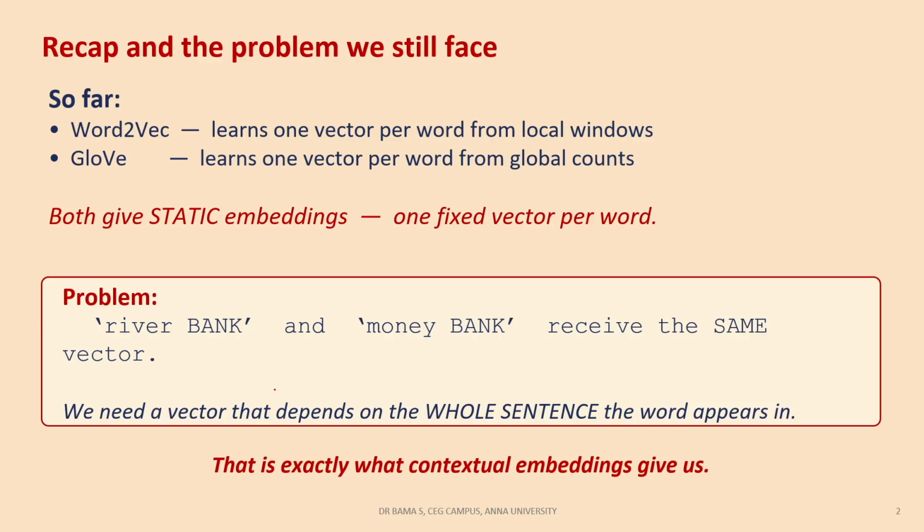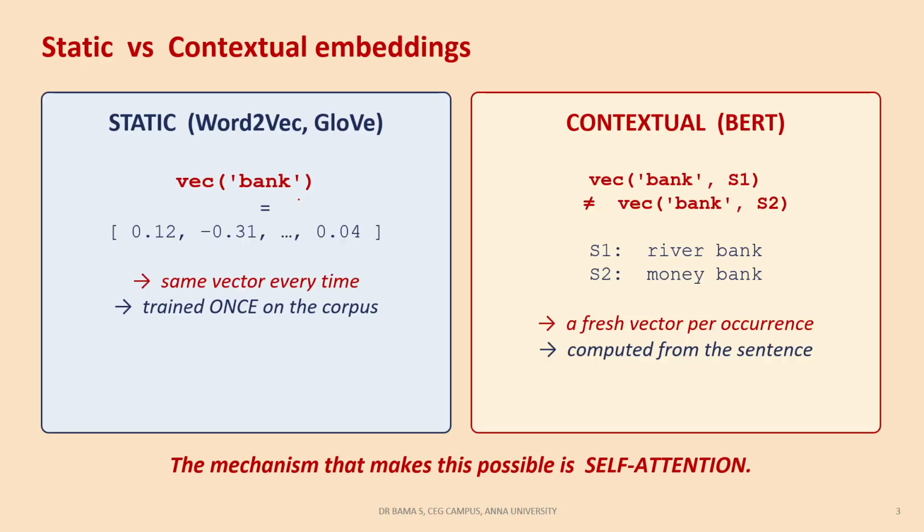Again, this is the biggest disadvantage: a river bank and a money bank receive the same vector. In order to solve this issue, what we can do next is use the contextual embeddings given by BERT. Suppose, for example, the vector for bank is 0.12, minus 0.31, 0.04. It is the same vector every time, since it is trained once.